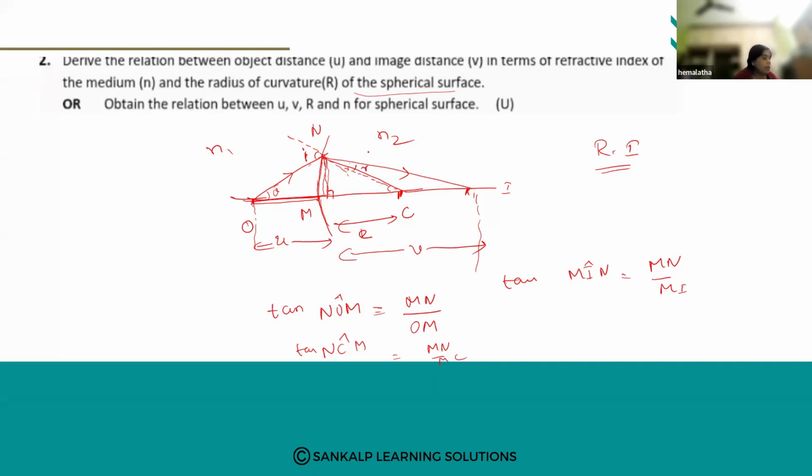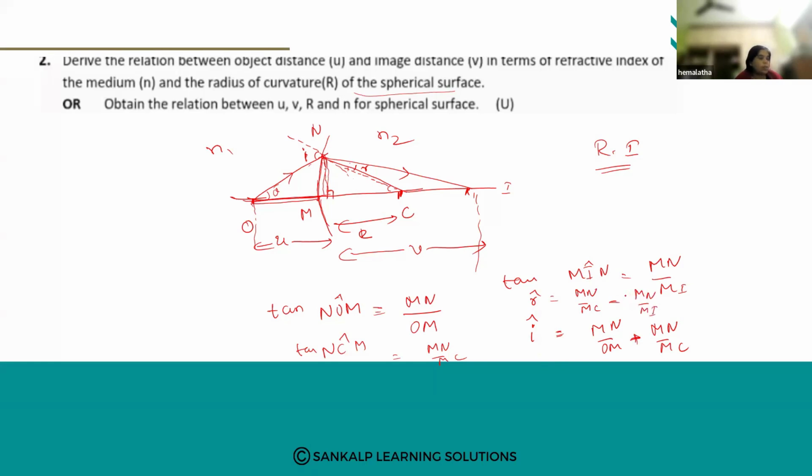Now, if you define this one, I is equal to what? If you write I as the angle of incidence, I is equal to MN divided by OM plus MN divided by MC. Okay, that is the first equation. Next one is R. R is the angle of refraction. So you have to subtract here: R is equal to MN by MC minus MN by MI.